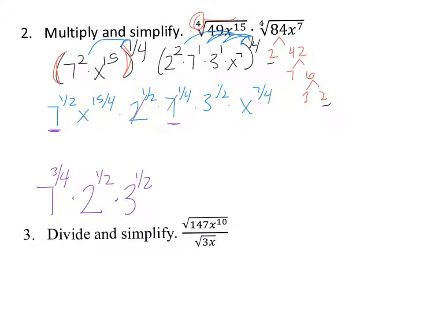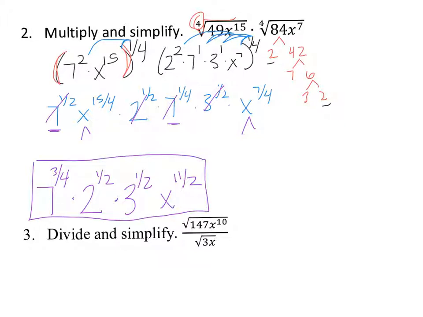So I simplified those. Now these x's, they have the same base. With these x's, that means if I'm multiplying, I should be adding exponents, which would be 22 over 4, so that would be 11 over 2. And this would be my final answer. Next.